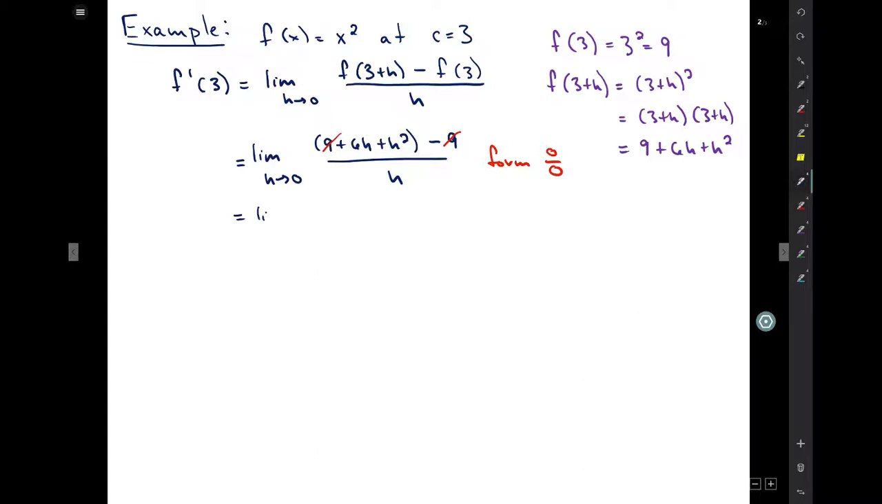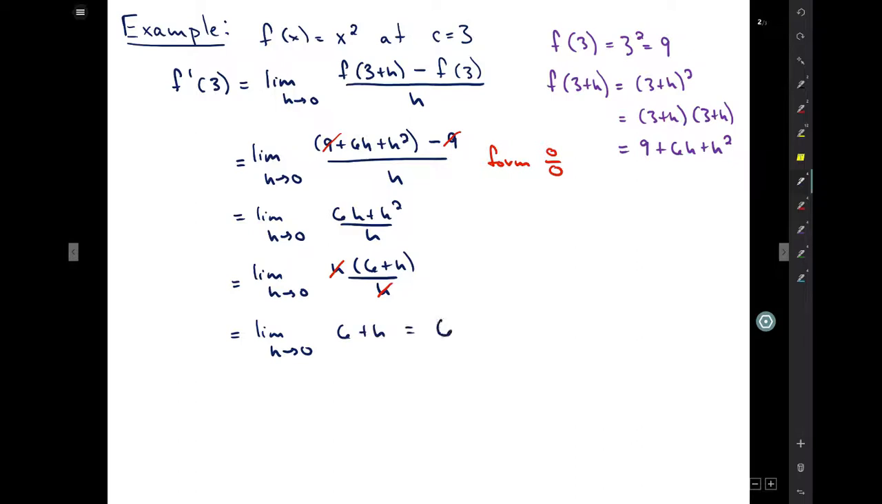And so we have the limit as h goes to 0 of (6h plus h squared) over h. And now we can factor an h out. We have this h, and so we're left with 6 plus h on the inside. Now our h's cancel, and so we're taking the limit as h goes to 0 of 6 plus h, and so that is just 6. And so this is the value, f prime of 3.